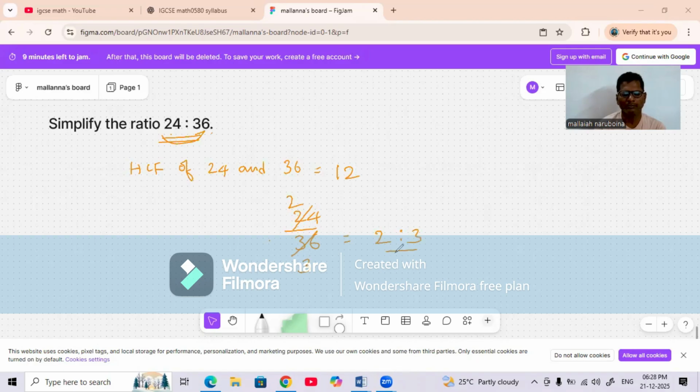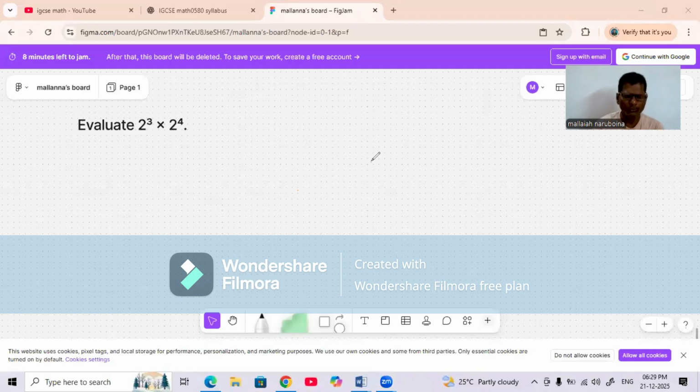2 by 3 is written as 2:3. Evaluate 2 cubed into 2 to the power of 4. See, 2 cubed into 2 to the power of 4. Here the bases are the same. This is base 2, here also base 2. When the bases are the same, the powers are added. So write 1 base, 2 as the base, and add these two numbers, 3 plus 4. That will be 2 to the power of 3 plus 4, which is 7. 2 to the power 7.